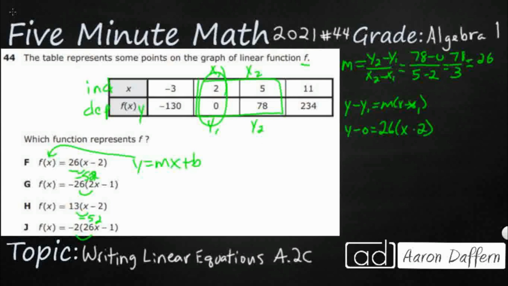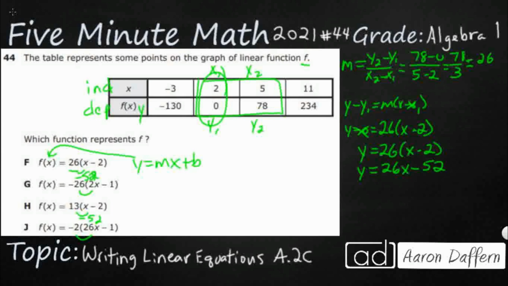If you take that off, normally you would distribute this out, but take a look. y equals 26 times x minus 2. So now we're staring right at the answer of f. Normally what we'd want to do is distribute that out. So y equals 26x minus 52. So that would be that in slope-intercept form.